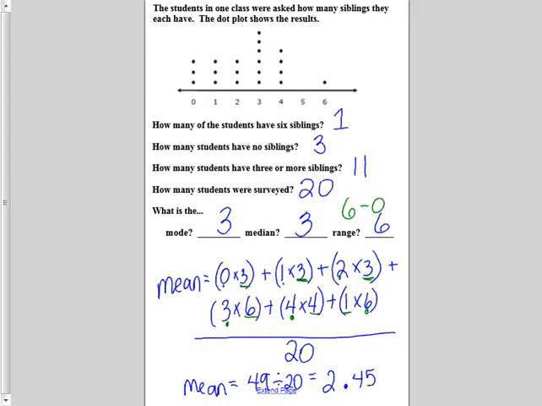So when I look at that, I have to do those multiplications to figure out the total number of siblings of all the students in the class, and then divide by 20 because there were 20 students. So that gives me 49 divided by 20, which is 2 and 45 hundredths. Now, can you actually have 2 and 45 hundredths siblings? Of course not. But statistically speaking, that is the average or mean number of siblings that the students in this class have.